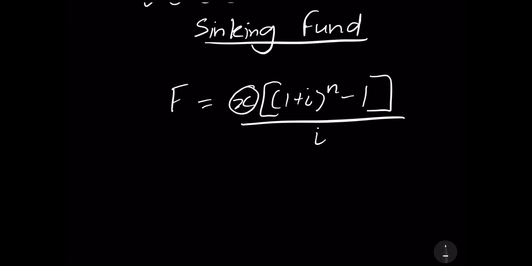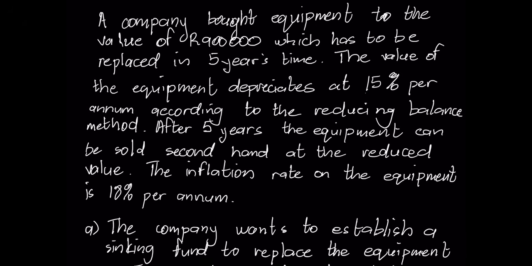All right, let's take our example. And it says a company bought equipment. Sorry for that ugly handwriting, hey? They say a company bought equipment to the value of 900,000, which has to be replaced in 5 years' time. They say the value of the equipment depreciates at 15% per annum according to the reducing balance.